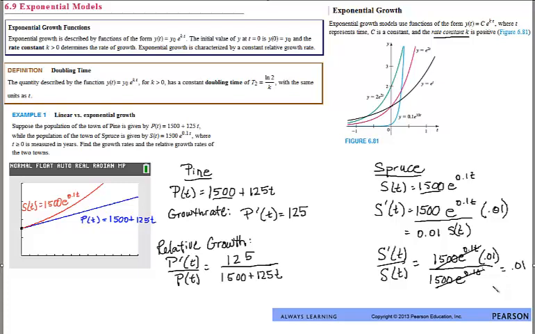And this constant relative growth rate is the main difference here between this linear growth rate and this exponential growth rate when I'm talking about relative growth rate.